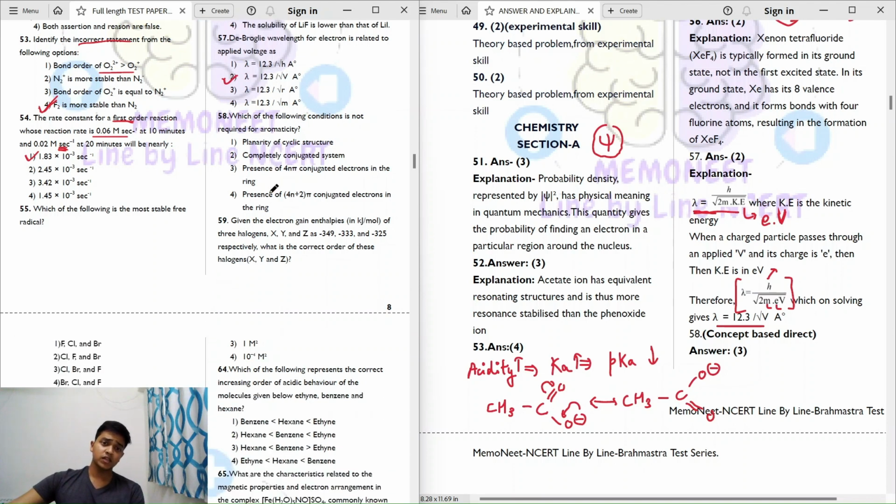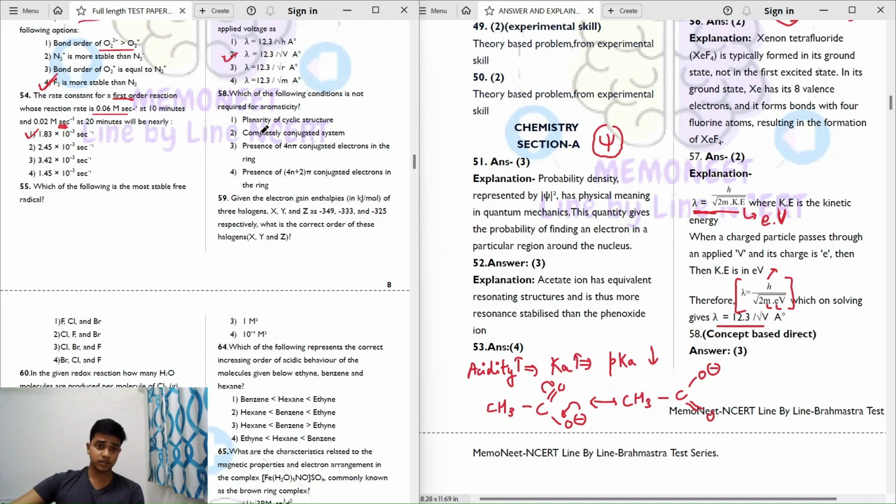The question says, which of the following conditions is not required for aromaticity? And let's see the statements. So statement 1 says planarity of cyclic structure. So if we talk about aromaticity, we know that for a compound to be aromatic, we need 3 to 4 conditions which have to be satisfied.